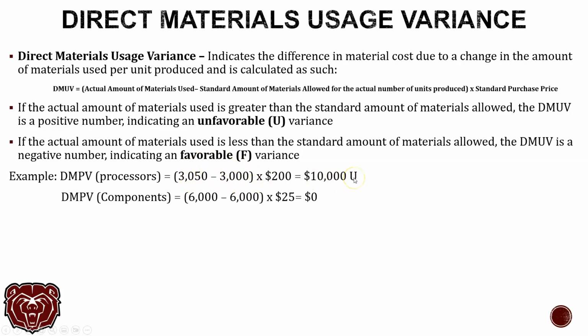That's an unfavorable variance. We look at components. What we actually used was 6,000. What we allowed for was 6,000. So that's 0. 0 times the $25 per unit is $0. So there is not a favorable or unfavorable variance there.